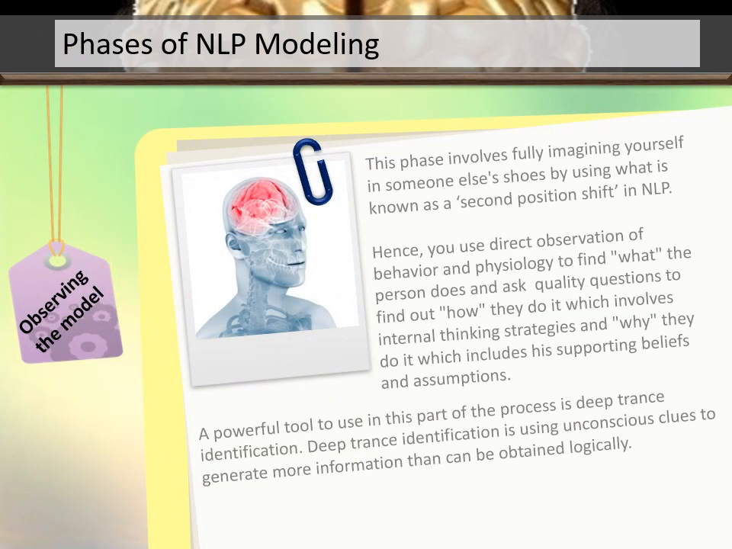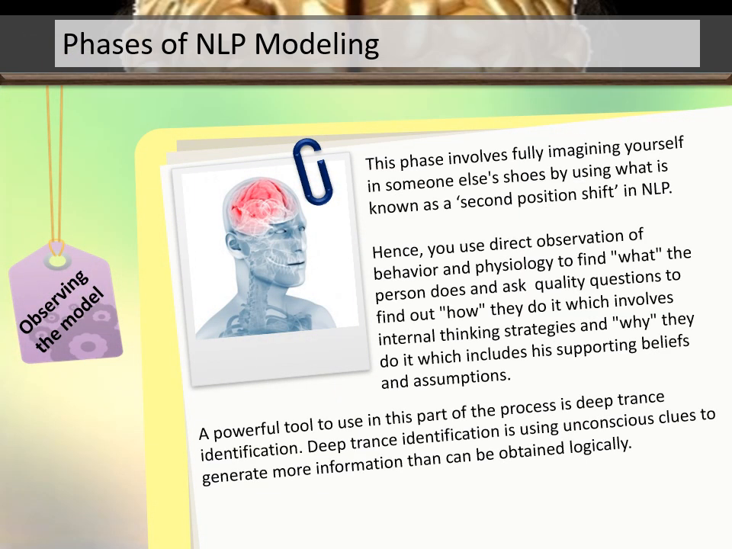Observing the model. This phase involves fully imagining yourself in someone else's shoes by using what is known as second position shift in NLP. Hence, you use direct observation of behavior and physiology to find what the person does and ask quality questions to find out how they do it, which involves internal thinking strategies, and why they do it, which includes his or her supporting beliefs and assumptions.